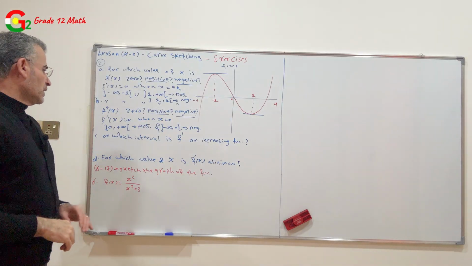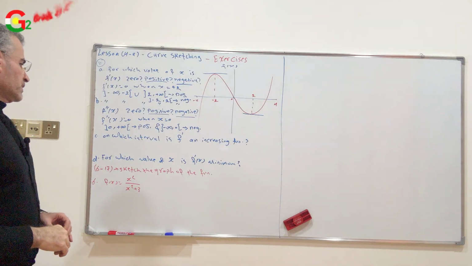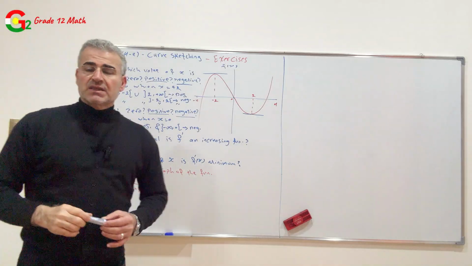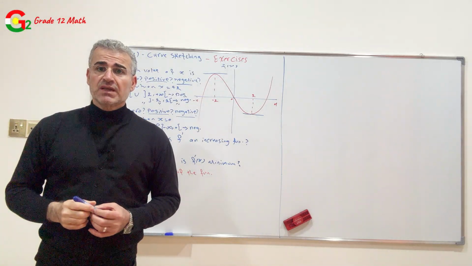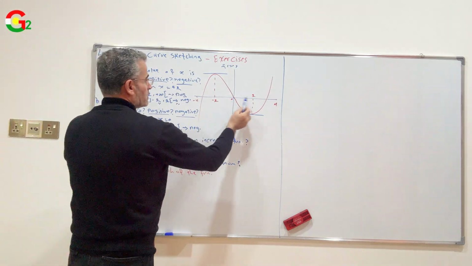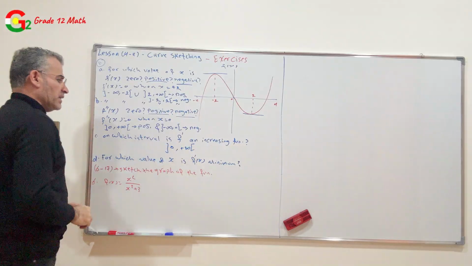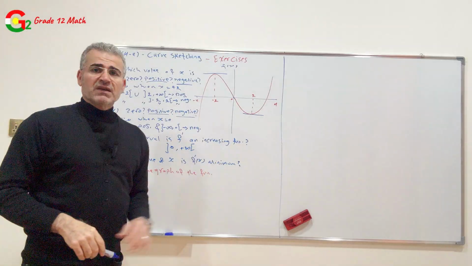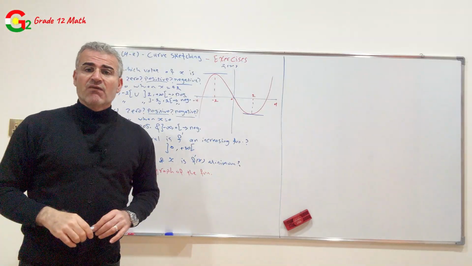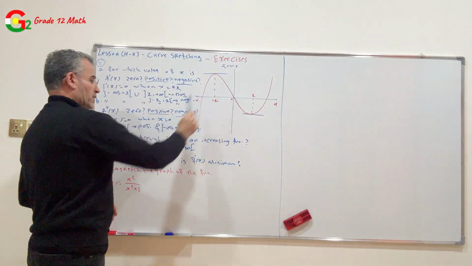We need to find on which interval f prime of x is an increasing function. f prime of x is an increasing function when the function is concave, and the function is concave from 0 to positive infinity. And f prime of x is a decreasing function when the graph of the function is convex. Therefore, f prime is decreasing from negative infinity to 0.